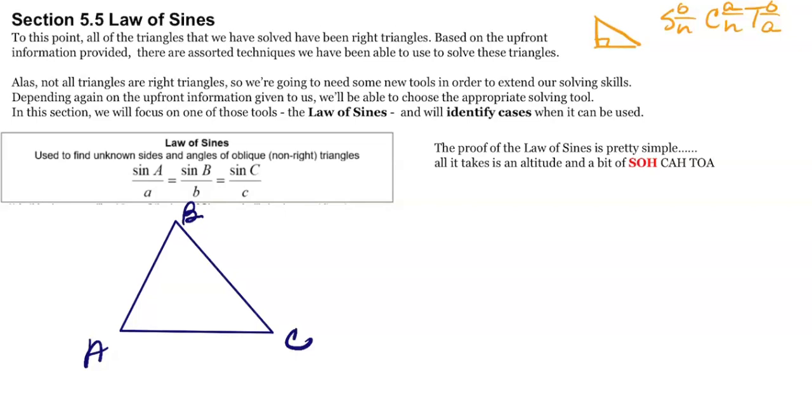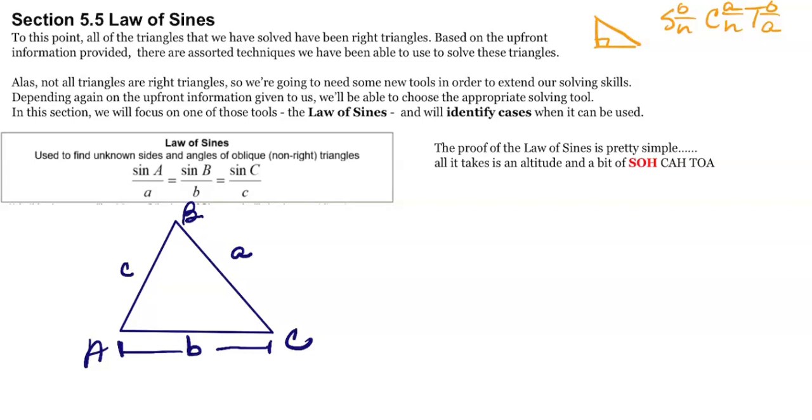Next, I'm going to label the sides. The side opposite capital A, which is the angle, is little side a. The side opposite capital B, which is the angle, is little side b, and that goes through all of this. And the side opposite capital C, which is an angle, is little side c.